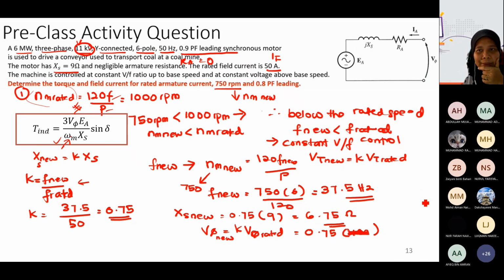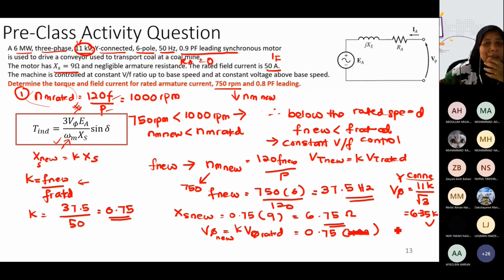Okay, if it's Y connected, how? What is V phase? Divide by square root 3. 11K divided by square root 3. Okay? Because it is Y connected. How much do you get? 6.35 kilovolt. Okay, 6.35 kilovolt. Can?